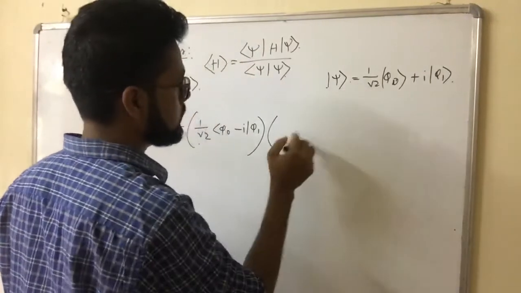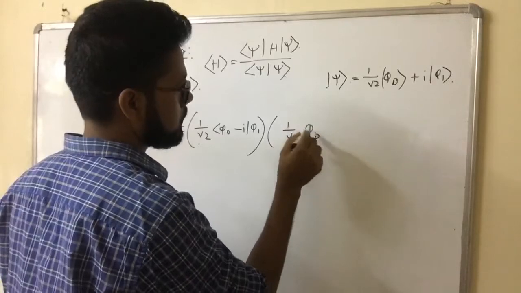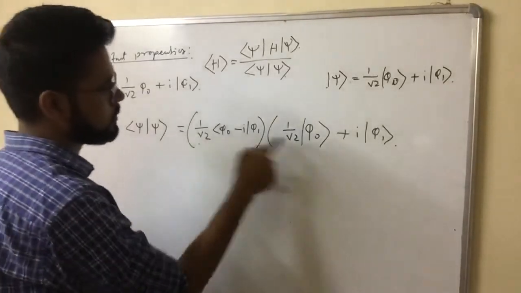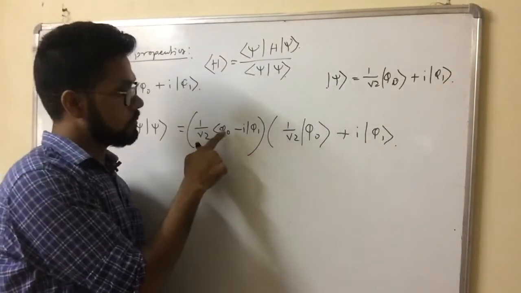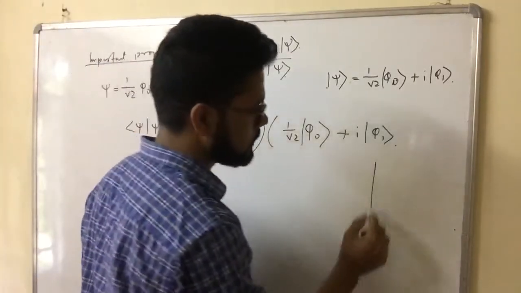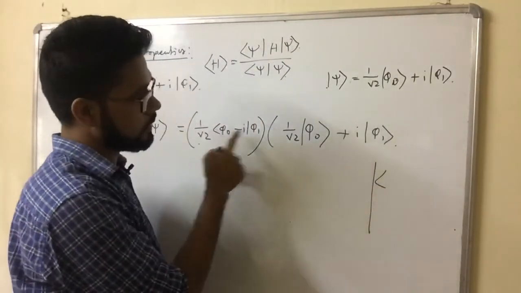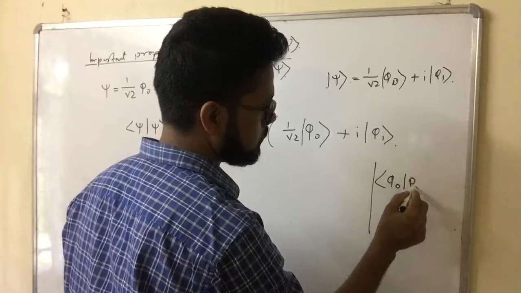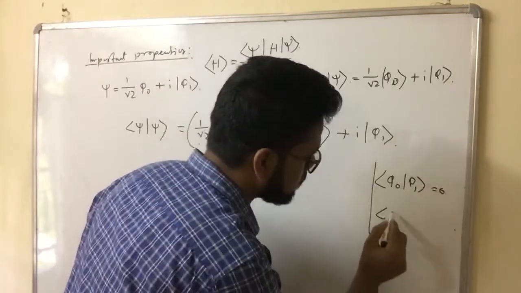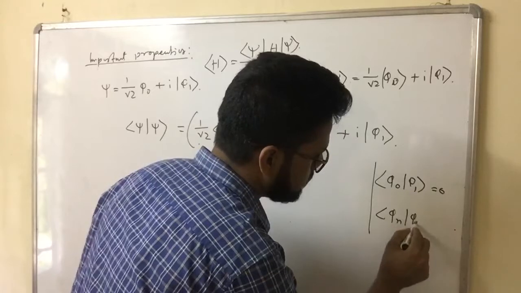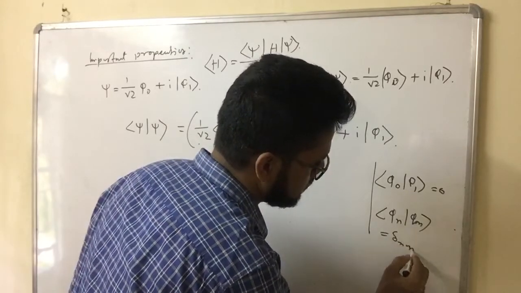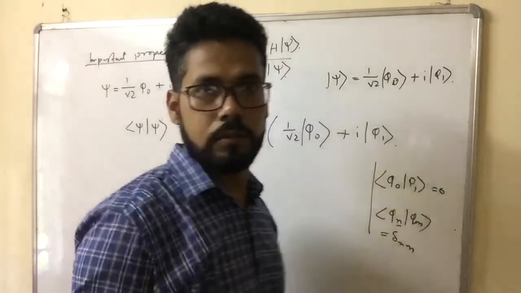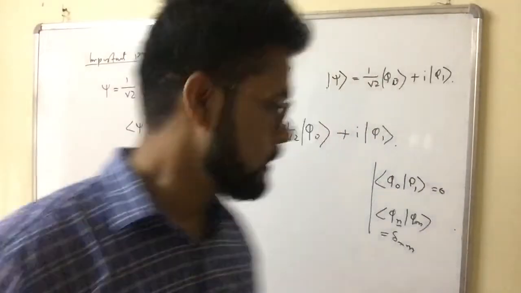I am removing this part. Then this part, 1 by root 2 (phi naught plus i phi 1). Simple. Take the product. The product of this term and this term is 0, because as per the normalization condition, forget about the coefficient, this term gives 0 and this term gives 1. What is the normalization condition? Psi n with psi m equals delta nm. It will be 1 only when n equals m, otherwise 0. Okay.